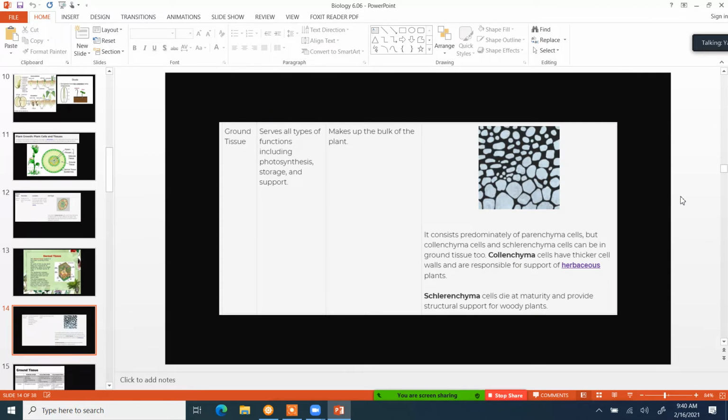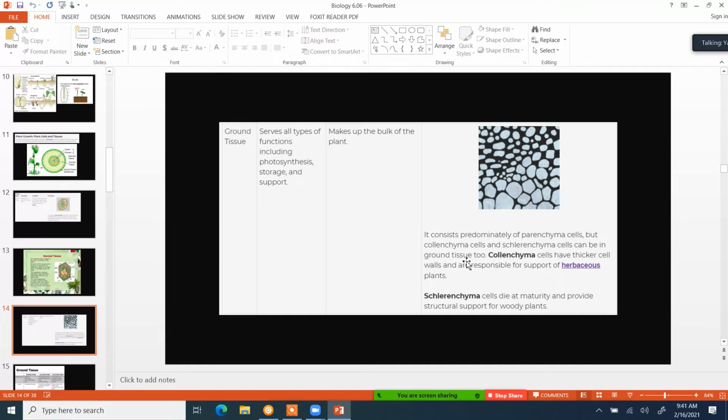All right, now we have ground tissue. Ground tissue does a lot of different things, right? It does most of the metabolic activity of the plant. That includes photosynthesis, storage, and support. So if you're trying to find out what kind of tissue does a lot of different things, it's going to be ground tissue, right?